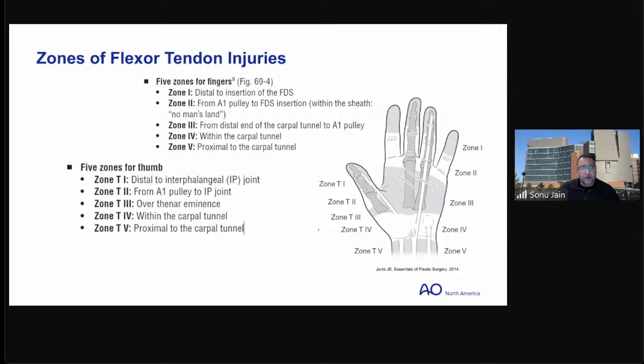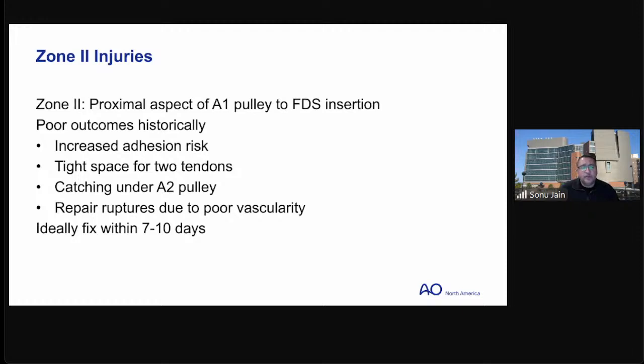So these are the zones of injury for the flexor tendons. We're not going to talk about all of them. We are focused today on zone 2, just to show you where everything's at. So this is the proximal aspect of the A1 pulley to the FDS insertion. They have poor outcomes historically. We talked about no man's land earlier. Increased adhesion risk. It's a tight space for two tendons. We're going to make them less tight.